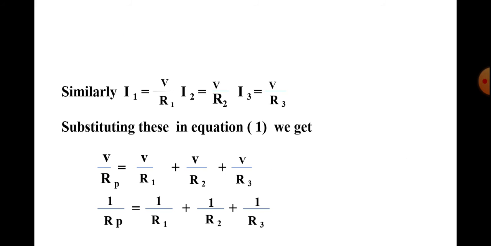Similarly, I1 is equal to V upon R1, I2 is equal to V upon R2, I3 is equal to V upon R3. Substituting these in equation 1, we get V upon Rp is equal to V upon R1 plus V upon R2 plus V upon R3. Therefore, 1 upon Rp, resistors in parallel, is equal to 1 upon R1 plus 1 upon R2 plus 1 upon R3. These are the resistors connected in parallel.